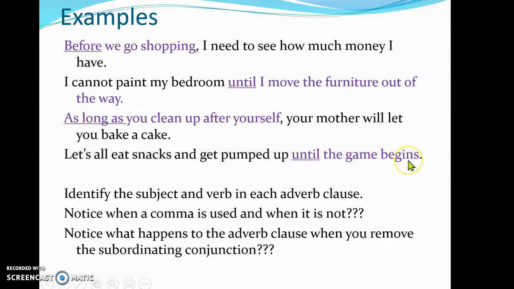The game begins. What do you notice about what I've read? These adverb clauses without the subordinating conjunction. Hopefully you noticed that without the subordinating conjunction, the rest of the adverb clause becomes independent. That's why some people call these subordinating conjunctions sentence destroyers. That's their nickname. So you take these out, and the rest of the adverb clause would be able to stand alone as its own sentence.